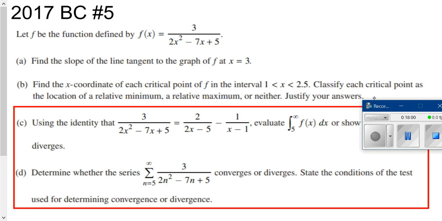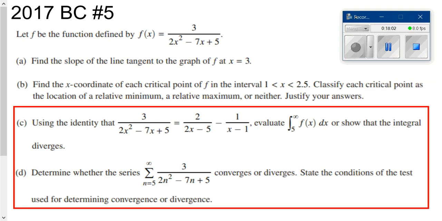So here is another question. A theme of today is 2017, by the way. So the banana question was 2017. This was a 2017 question, but this was on the BC side only, not the AB side.